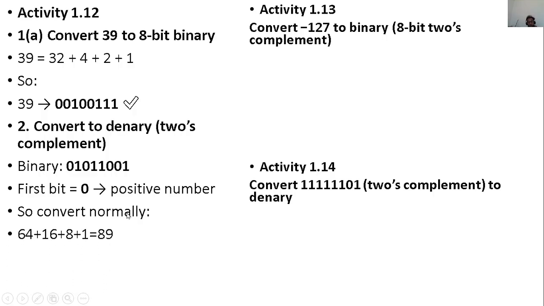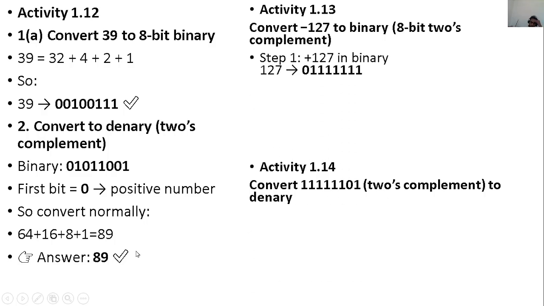So convert normally. This is the 2's complement value of this number. So even if we take the leftmost number as minus 128, this will give us the correct result. Okay, let me correct it for you. Convert the denary 2's complement.